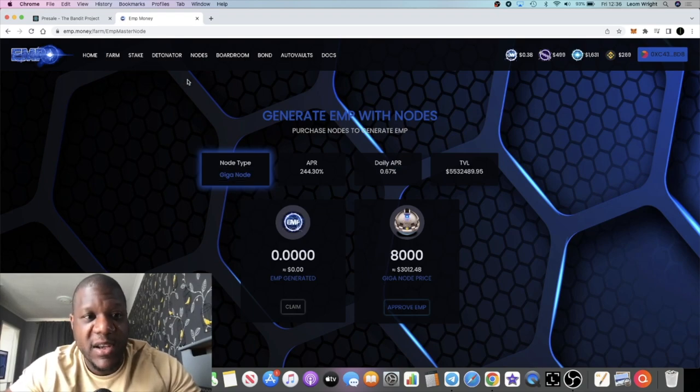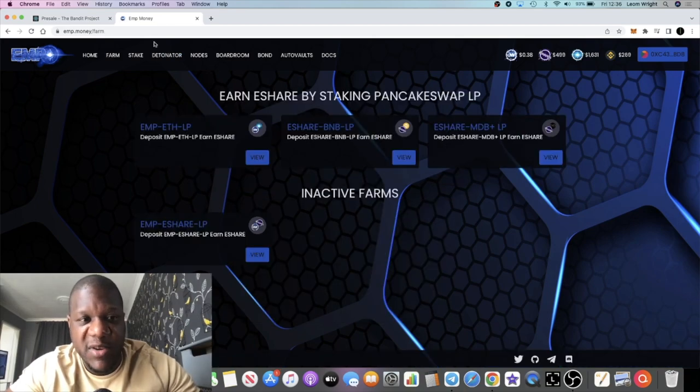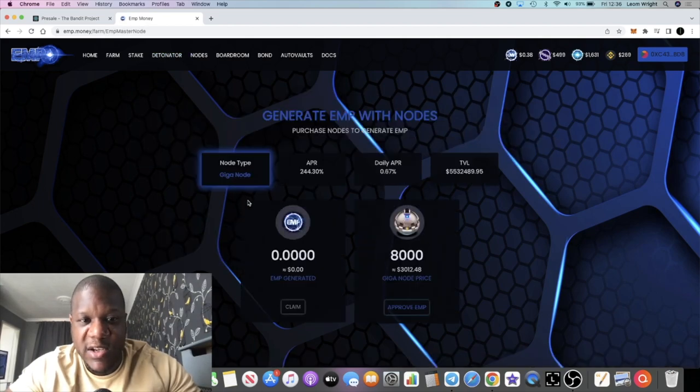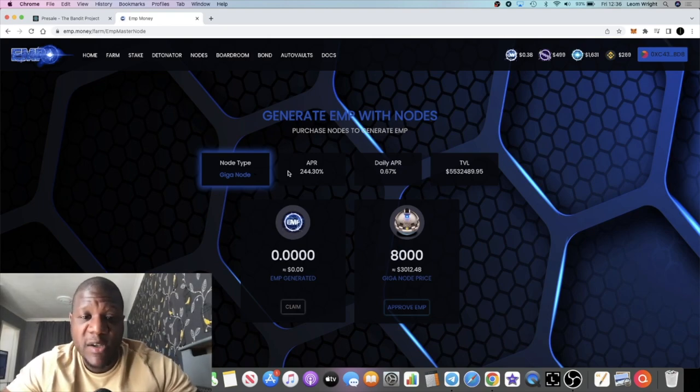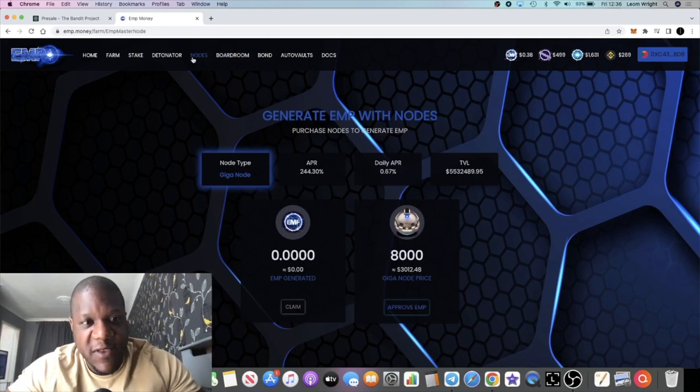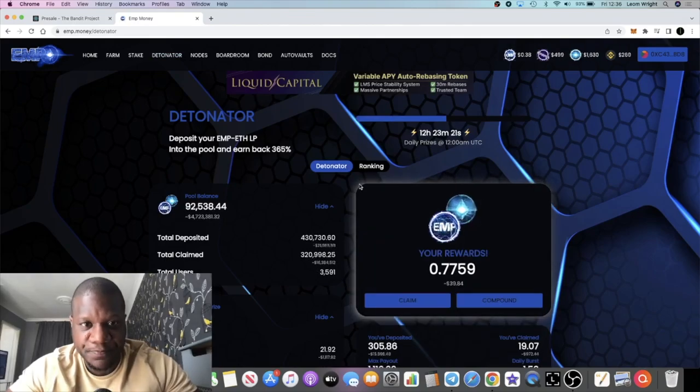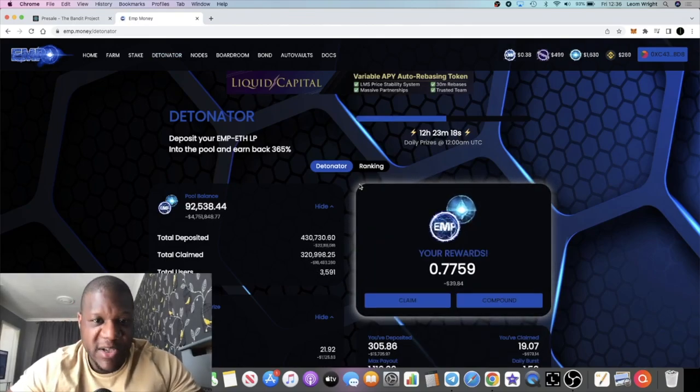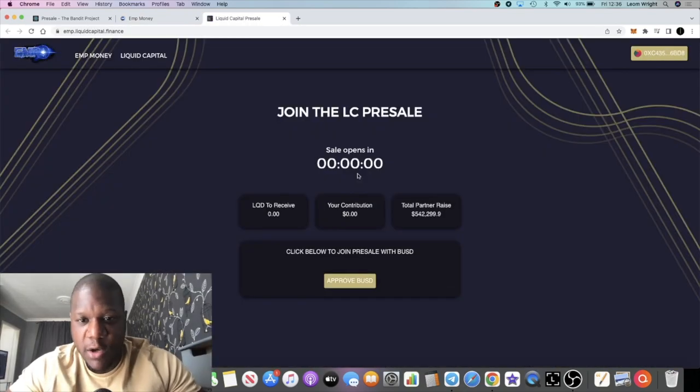The difference between the nodes and the farms is that with the farms, you can withdraw your LP at any time and sell those tokens. With the nodes, once you buy a node, your investment is sunk, but you're earning 244% APR on that. Okay, guys, in terms of this being a long-term investment, I believe it's got a lot of potential. You might have seen my recent video on Liquid Capital, where I invested in this project, Liquid Capital, who were also partnered with EMP.